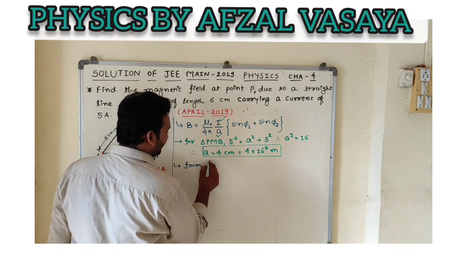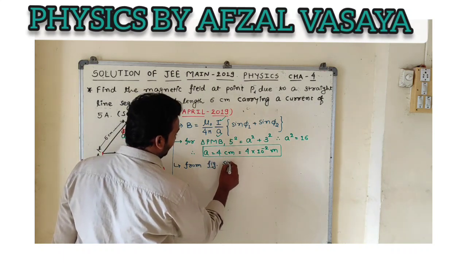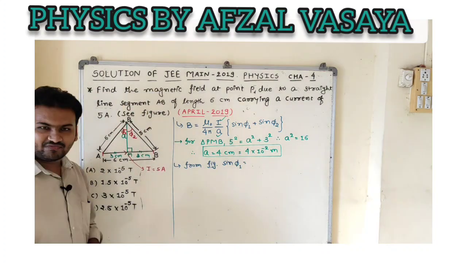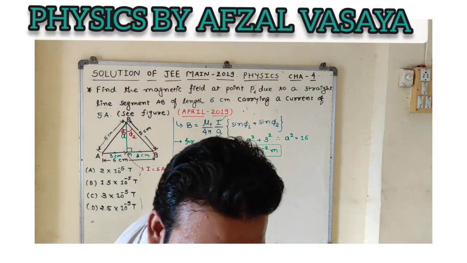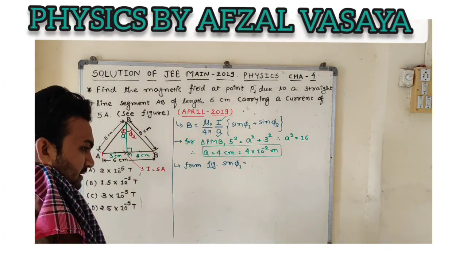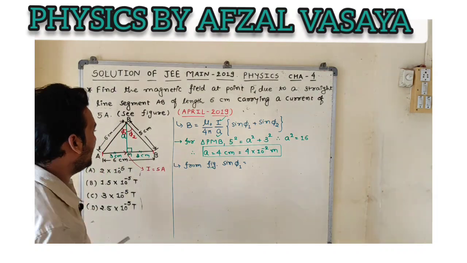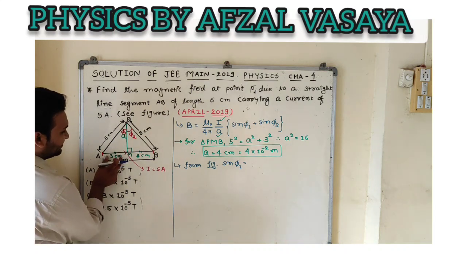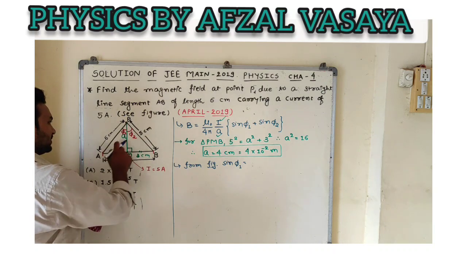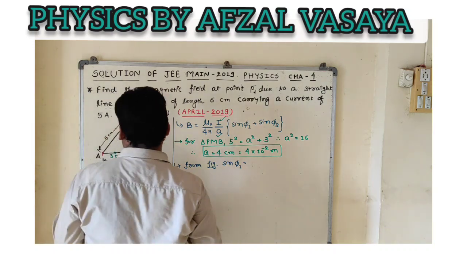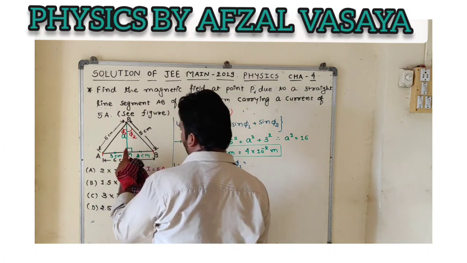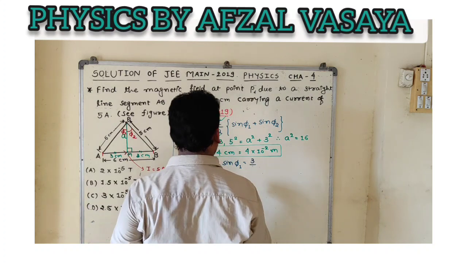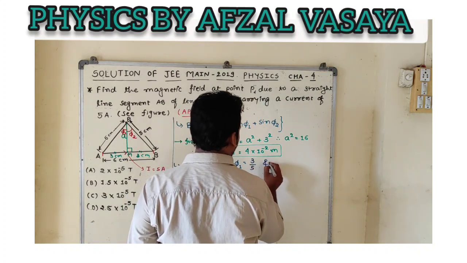So from the figure, sine phi 1 equals what? First of all, what is the formula for sine theta? Sine theta equals opposite upon hypotenuse. The opposite side of this angle phi 1 is AM, which is 3 centimeter, and the hypotenuse of this particular right angle triangle is 5 centimeter. So we can write sine phi 1 equals opposite side, that is 3, upon hypotenuse, 5.